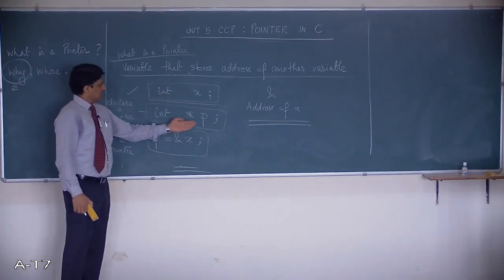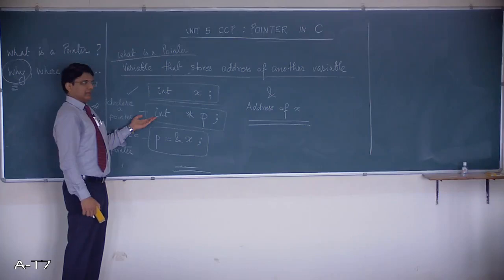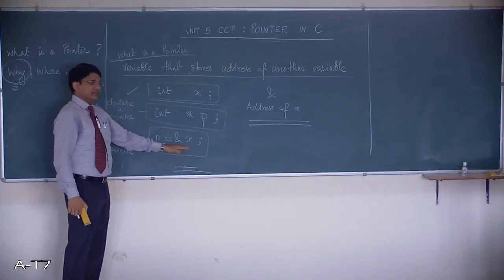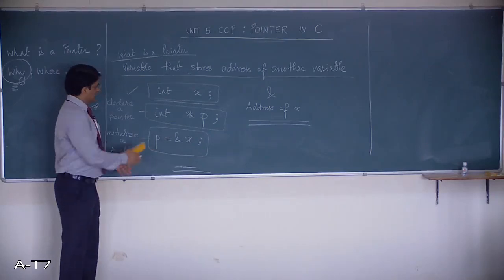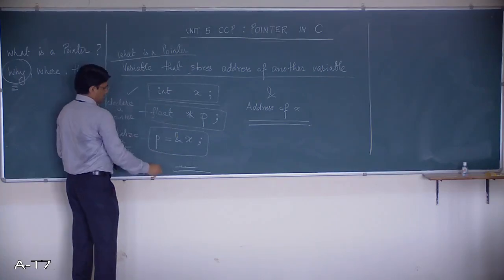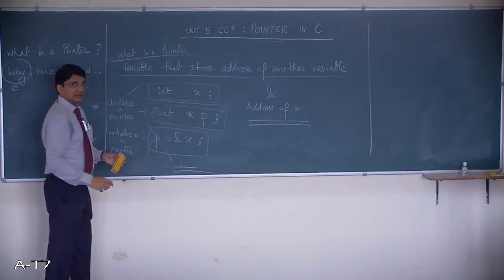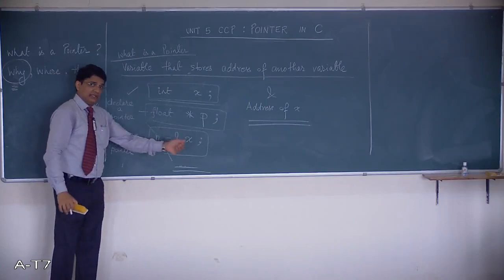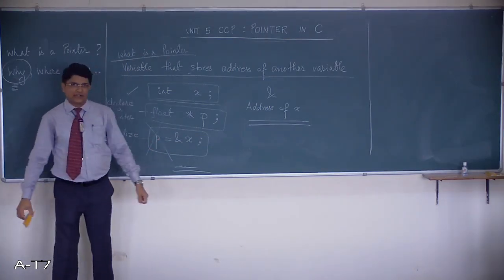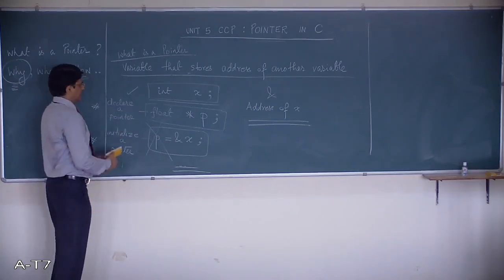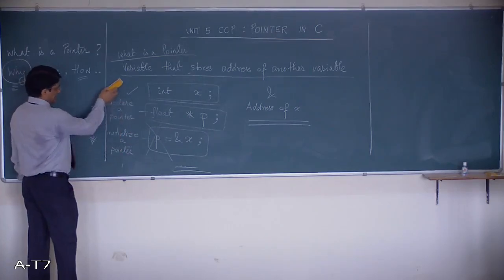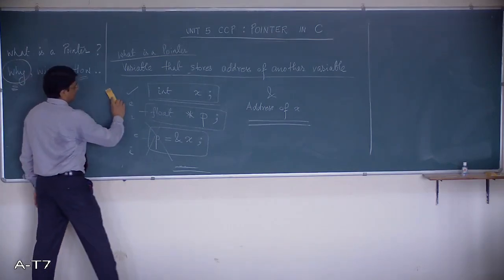So the pointer variable's data type is the data type of the variable whose address it points to. In this case, X is integer. P has been declared as a pointer variable of type integer. That is why we are able to store the address of X into P. If this was float, then this would not have been possible, because X is integer, and the address of an integer variable we cannot store in a float pointer. That's pretty much simple. So this is how we declare a pointer, and this is how we initialize a pointer.